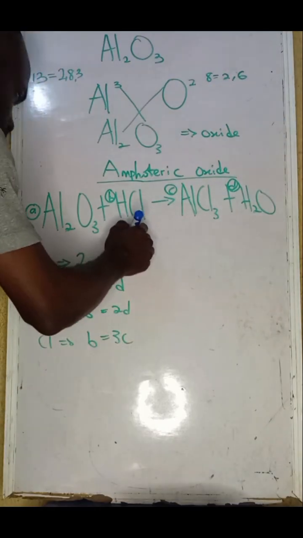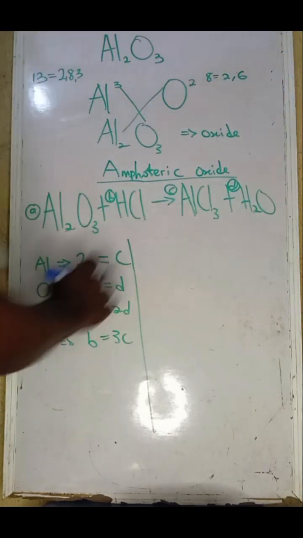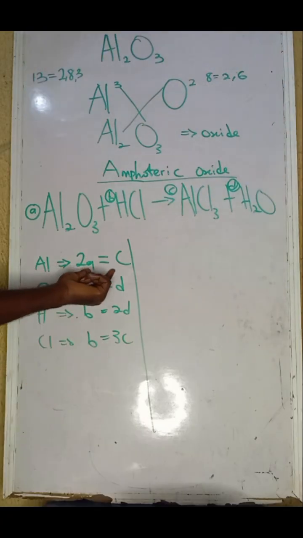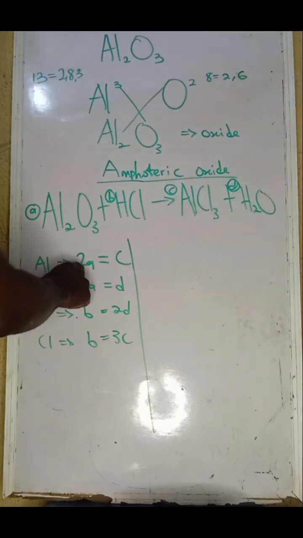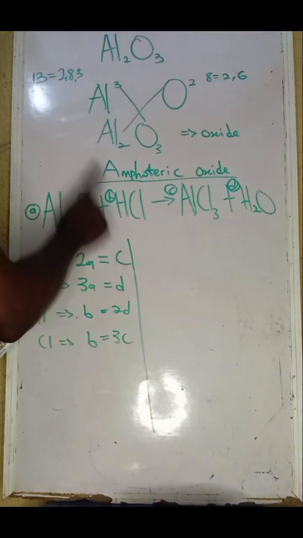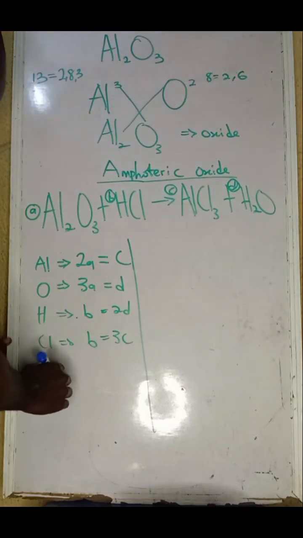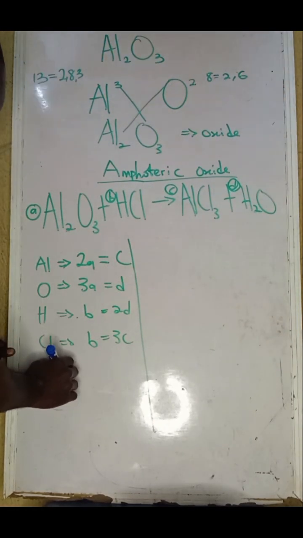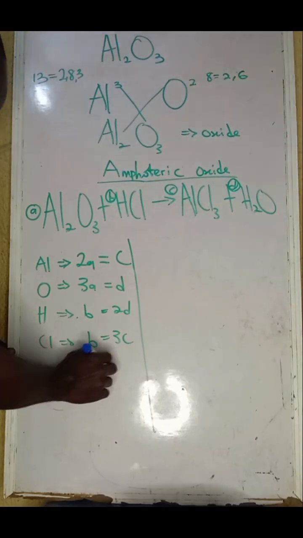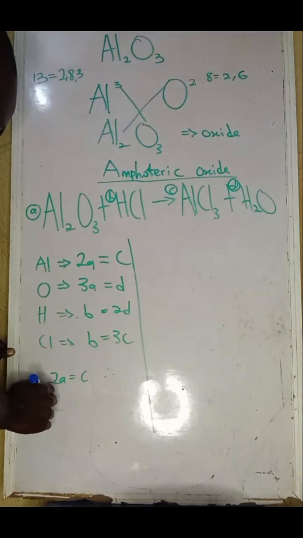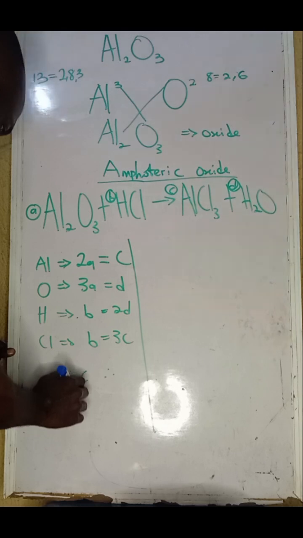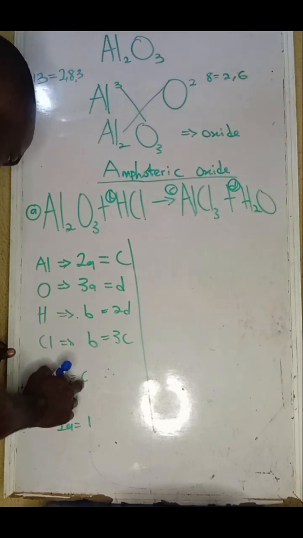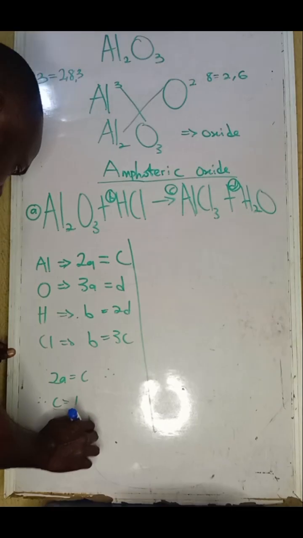Now the next thing to do to balance this reaction is to come back to this one. From here, 2A equals C, therefore we can see that our C is 1. Yes. 2A equals C. Therefore, C equals 1. Now, since C equals 1, our 2A will equal 1. So we now have A equals 1 over 2.